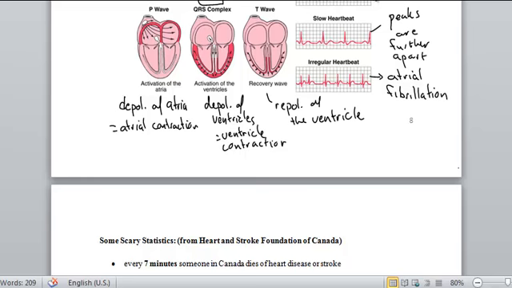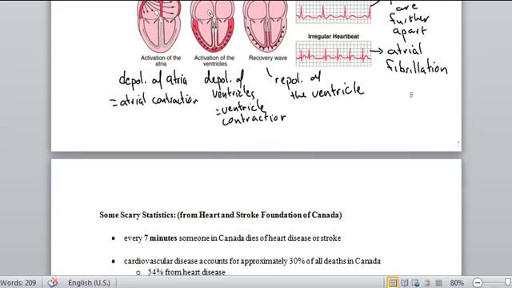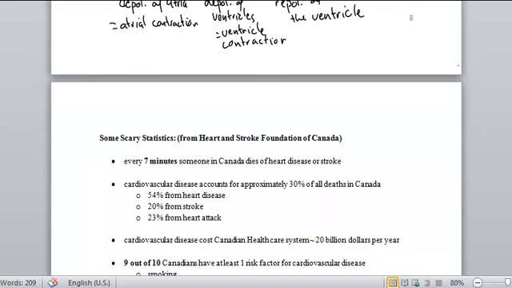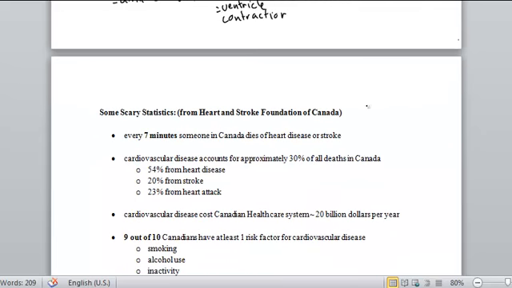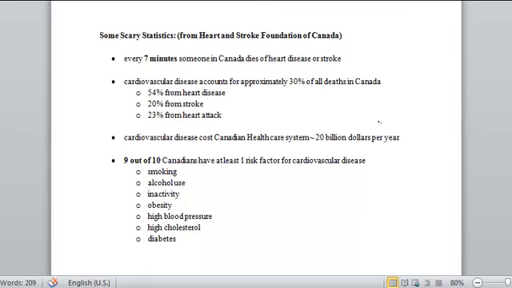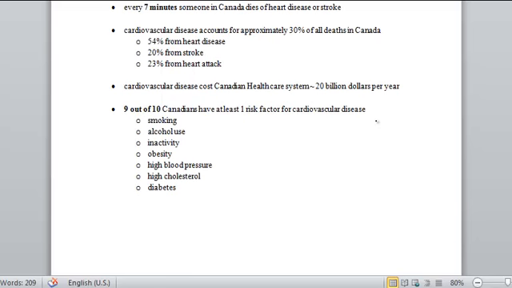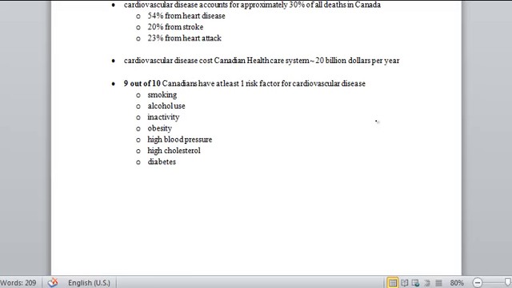Okay, so now we're just going to look quickly, not spend a lot of time, at some stats regarding our health, cardiovascular health in Canada. So every 7 minutes, someone in Canada will actually die of heart disease or stroke, and it accounts for approximately 30% of all deaths in Canada. 54% from heart disease, about 20% from stroke, and 23% from a heart attack. And it costs the Canadian healthcare system $20 billion per year.